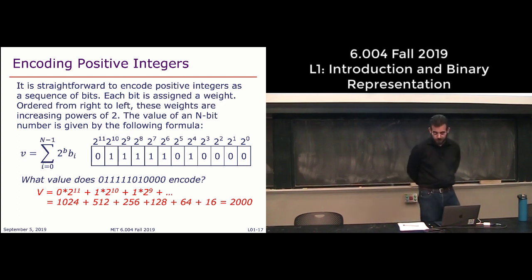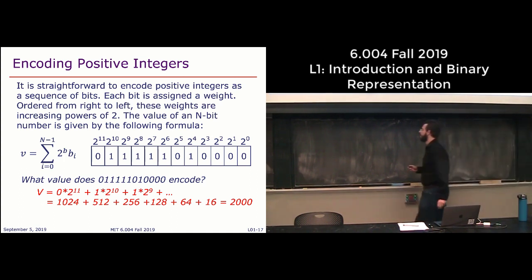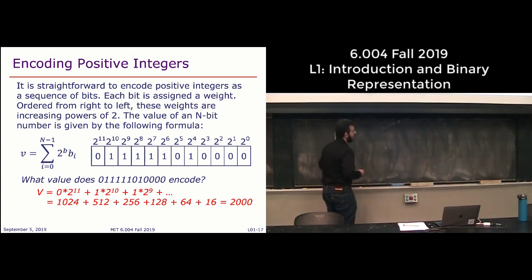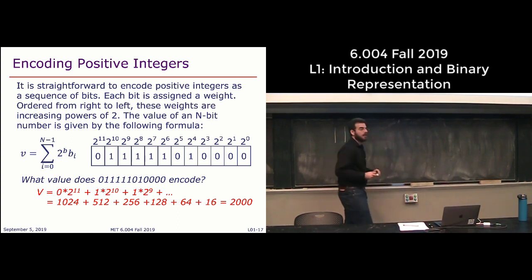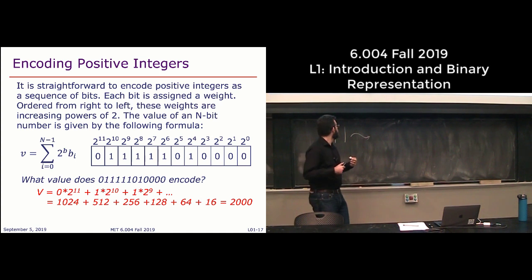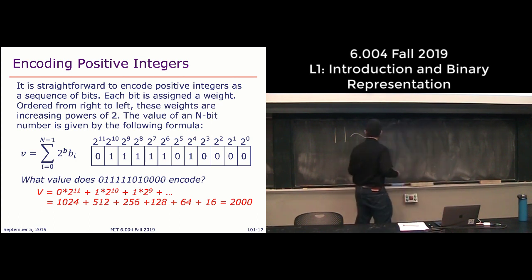Okay, how about the opposite? If you wanted to translate from decimal to binary, let's say that I give you the number 11, and I ask you, what is its binary representation? There's a very simple procedure where you repeatedly subtract the largest power of 2 that is smaller than the number until you get to 0.